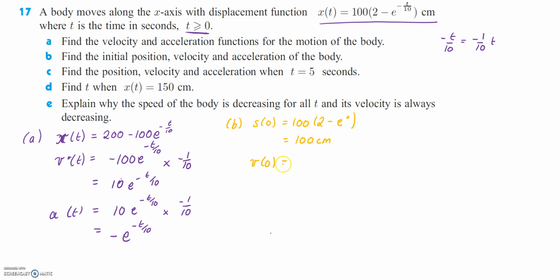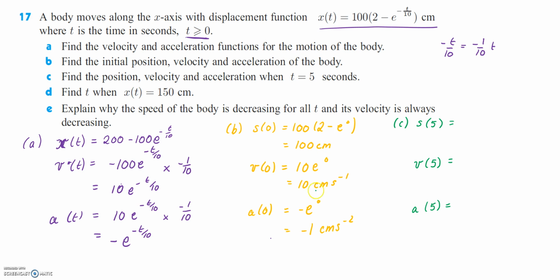V of 0, I think you can now work these out. So I just jumped ahead a little bit. I think you can do this yourself. So all I could say here, I guess, is watch your units. So make sure it's centimeters. For velocity, it's centimeters per second. Acceleration is centimeters per second squared. Find the position, velocity, and acceleration when t is 5. So you'll just go back and substitute 5 in there. I think you can do that.